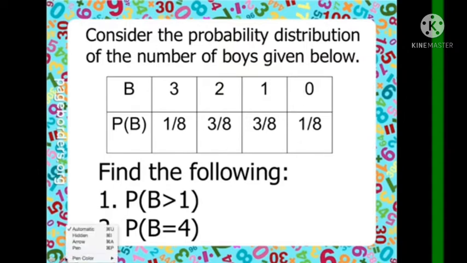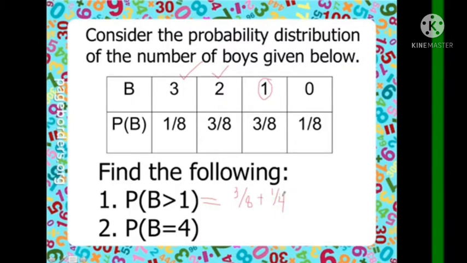Now, let's compute for the probability. Okay, number 1. Ano yung probability na ang makukuha mong boy ay greater than 1? Mas mataas sa 1. Okay, mas mataas sa 1. Ano ba yung mas mataas sa 1? So, these are 2 and 3. Tama? Mas mataas sa 1. So, we have 2 and 3. Ano yung probability ng 2 and 3? We have 3 over 8 at saka 1 over 8. Tama? So, ngayon, i-add natin yung dalawa.